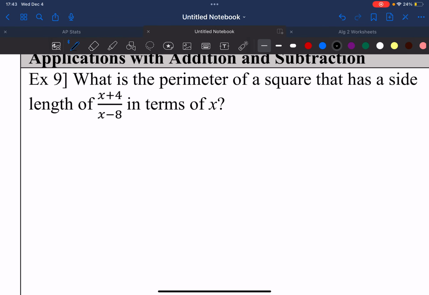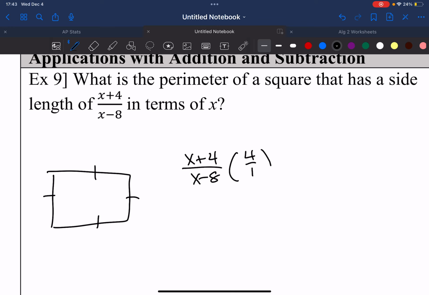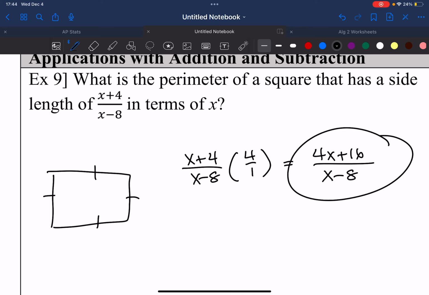Number 9 says, what is the perimeter of a square that has a side length of x plus 4 over x minus 8? Well, we know a square has all the same sides, same length of sides, and the perimeter is adding all the sides together. So technically what we need to do is take that x plus 4 over x minus 8 and add it together 4 times. Well, since it's the same length on either side, I can actually take that and multiply it by 4. So x plus 4 over x minus 8 times 4 over 1 gives me 4x plus 16 over x minus 8. That's my answer.